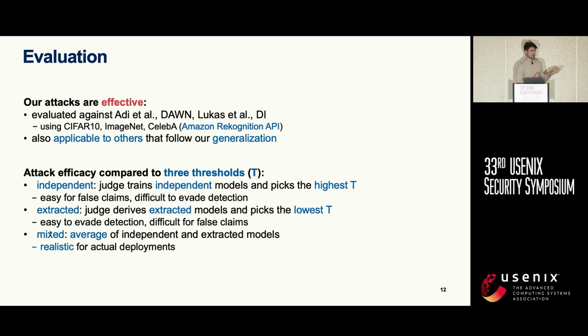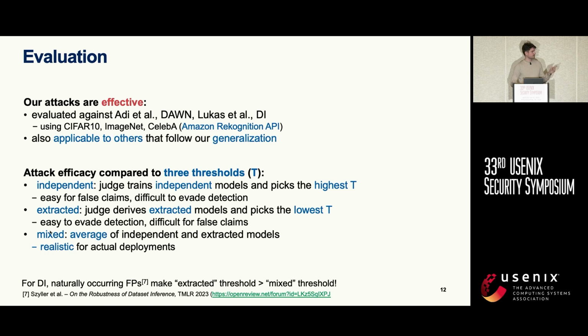There is an independent threshold that the judge would derive. The independent threshold assumes that we derive it using models that have nothing to do with the adversary. They are simple, benign, independent models. We also have the extracted one, where the judge would derive it using extracted models, as in model extracted models, or a mixed one, which is the most realistic because you would like to balance the false positives and the true positives.